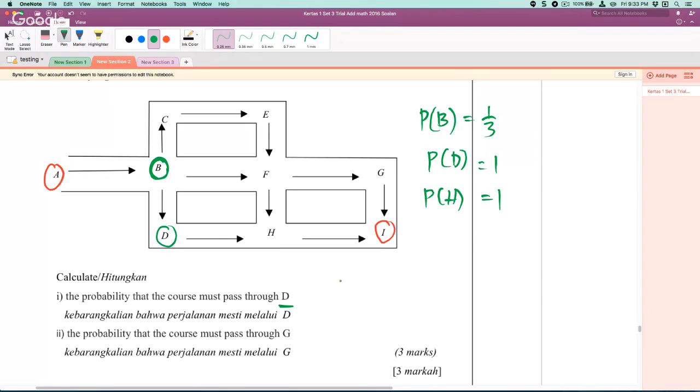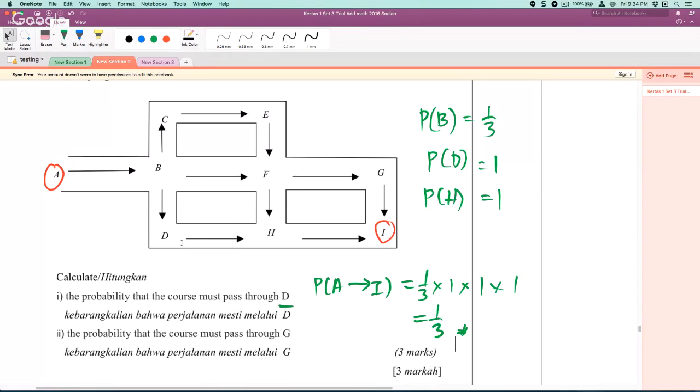So this one is very easy. From A, the probability to go to I is just 1 over 3 multiply 1 multiply 1 multiply 1 multiply 1. So the answer is just 1 over 3. All right, so it's very simple. Okay, the next one, the probability that the course must pass through G.